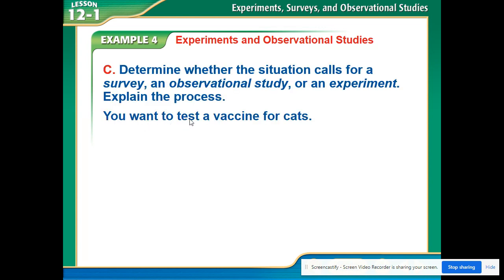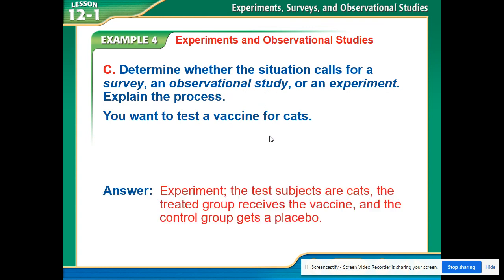You want to test a vaccine for cats. So again, probably an experiment. Now, if the vaccine has been out and you want to see how it did, that would be an observational study. But this is probably an experiment as you're testing them out.